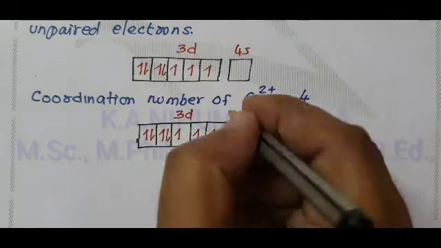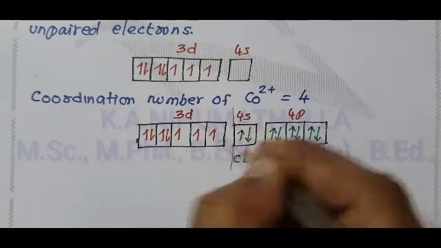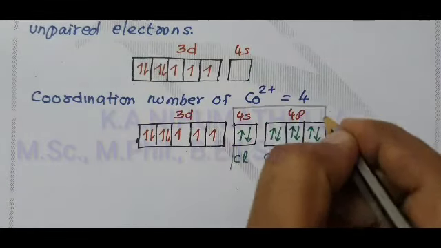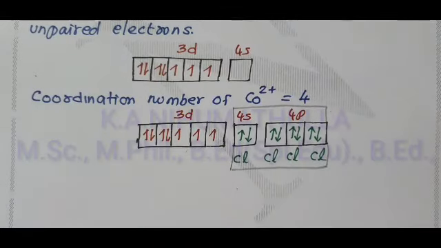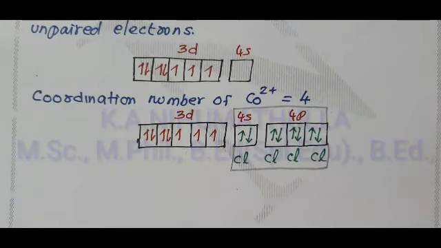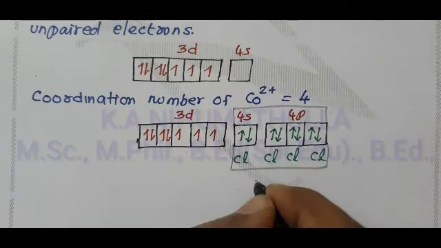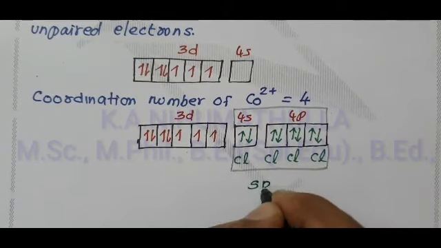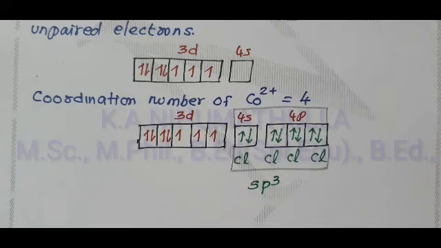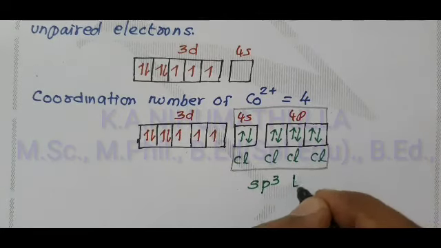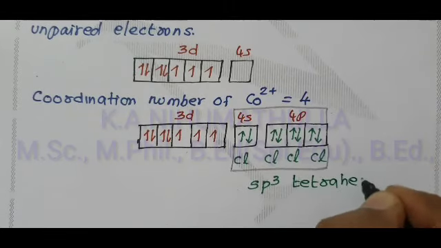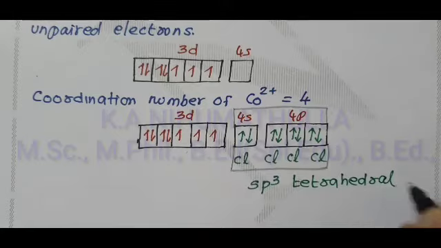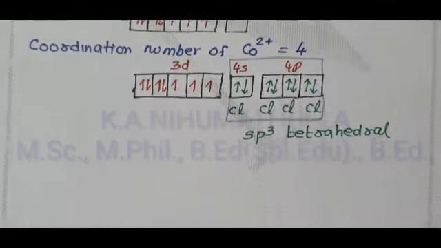Now, the s orbital is here. P orbitals, how many are involved? 1 s orbital and 3 p orbitals are involved in hybridization. The hybridization is sp3, and the geometry is tetrahedral.